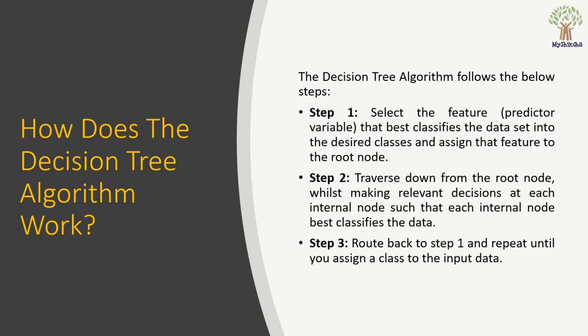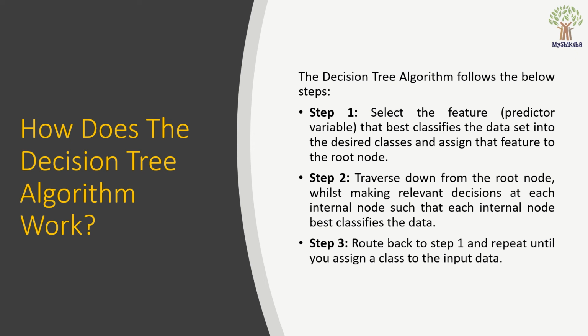Step 1. Select the feature, that is the predictor variable that best classifies the data set into the desired classes, and assign that feature to the root node. So in the previous question, does the person eat chicken? This is the best classification that can happen because most of them might have taken chicken. So based on that, you are classifying it.